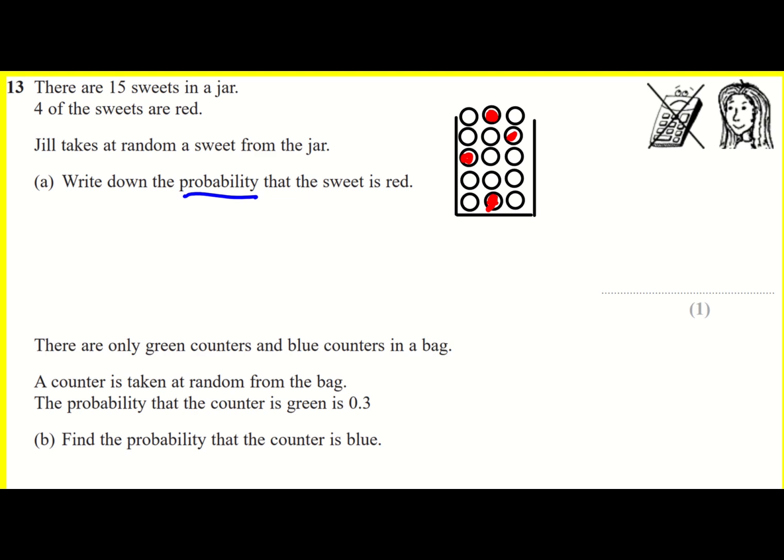Probability needs to be written as a fraction, decimal, or percentage. Now with this one, and indeed probably most questions on probability, I would recommend that you write your answer as a fraction, okay? So the probability of picking a red sweet is 4 out of the total 15 sweets. We would write this fraction as 4/15. That is your answer.